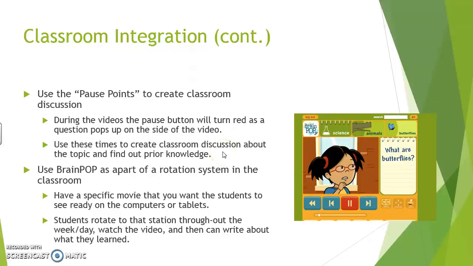Another great way to use BrainPop is to have a rotation system like centers or different stations. You can have a specific movie you want students to see ready on the computers or the tablets, and then students can rotate to the station throughout the week or the day, watch the video, and then they can even write about what they have learned.